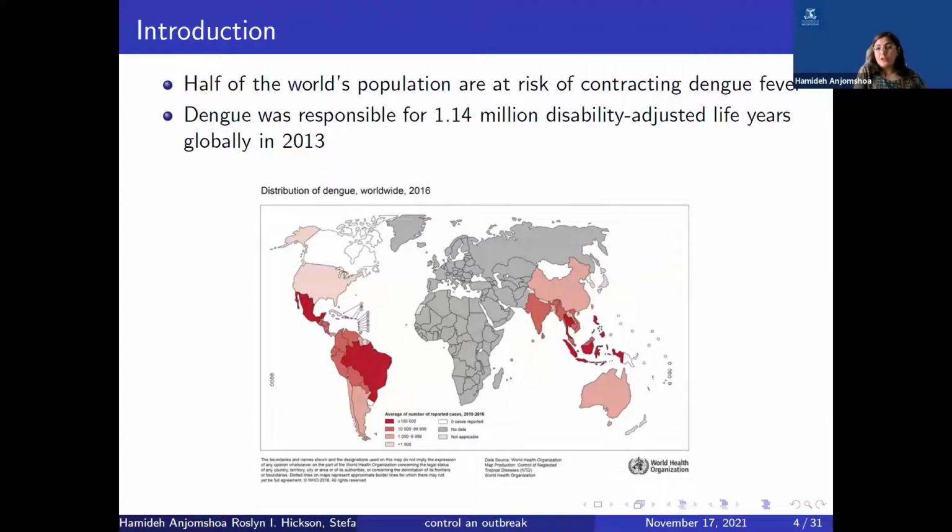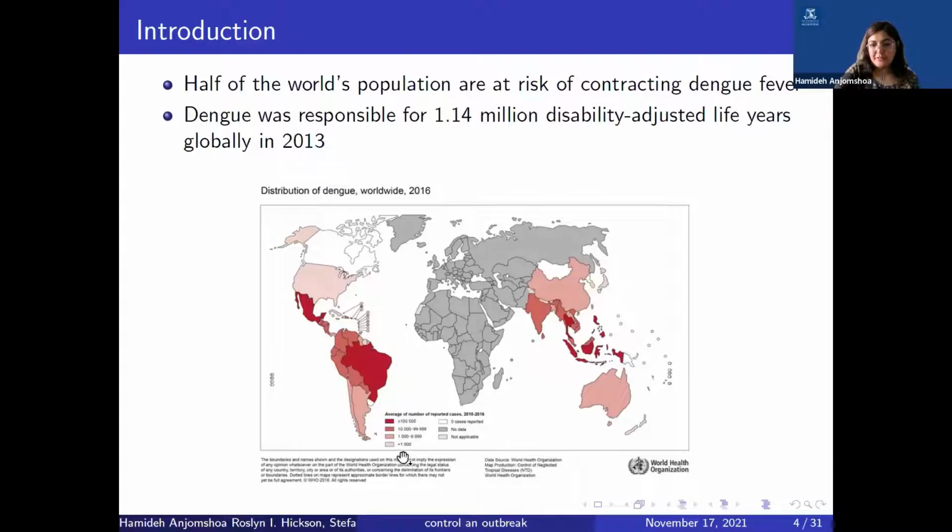So initially we focused on dengue fever 4 years ago as an example of an infectious disease, and how to control it. Did you know that half of the world's population is at risk of contracting dengue fever? And dengue was responsible for 1.14 million disability adjusted life years globally in 2013. And this is the map from WHO. It shows the number of dengue cases reported between 2010 and 2016, roughly.